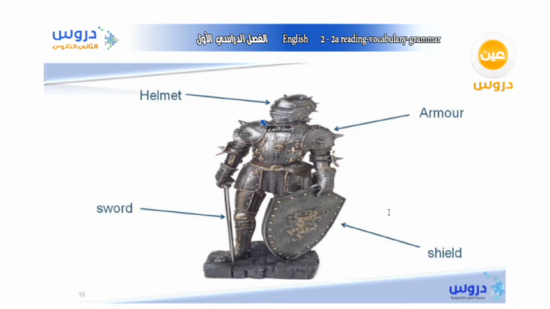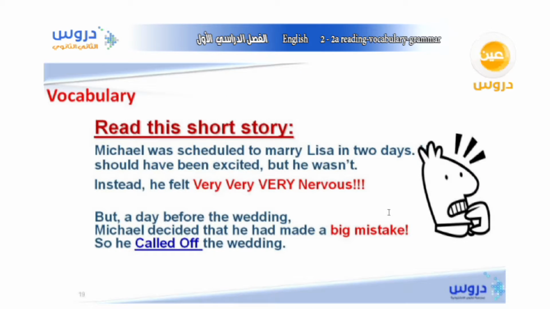We call this Hamlet. You can see the arrow towards each part: sword, shield, and armor. Alright? Now, can you read this, Ragad, or shall I read it for you? This is a very short story. If you want to read, I can let you have the microphone. Okay.